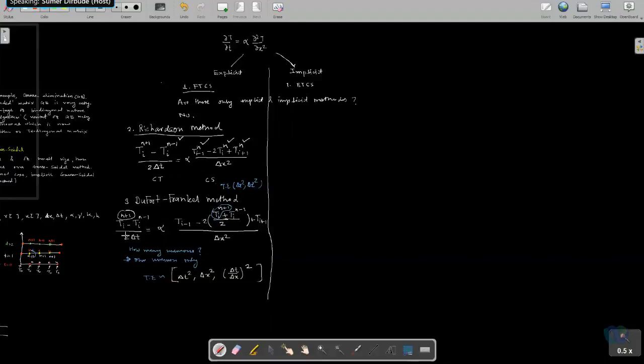Then you combine this and finally get an explicit version of this. You have to bring this Ti to the left side. It will be one unknown and all others known.